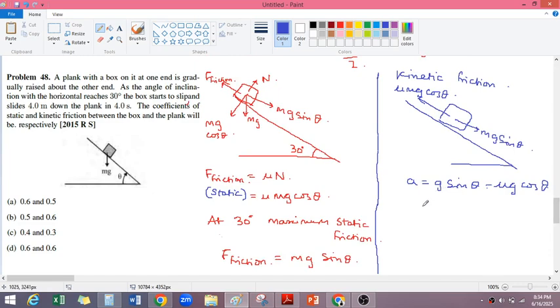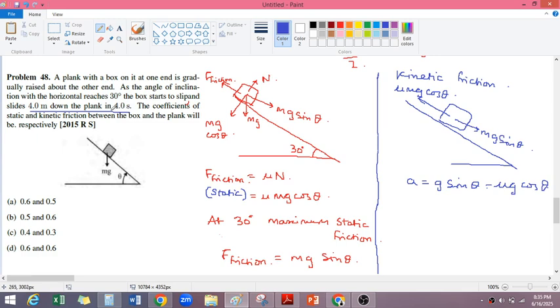So mu is what I want to calculate. Theta will be 30 degrees. g is given as 10, or you can take it as 10. They have given some additional information. It takes 4 meters sliding down in 4 seconds.